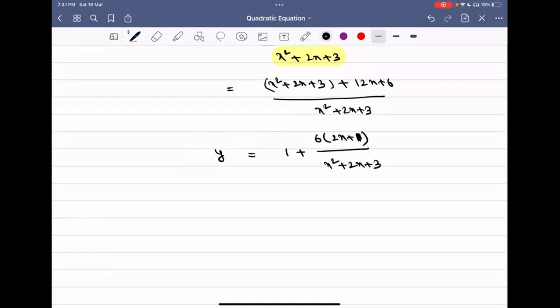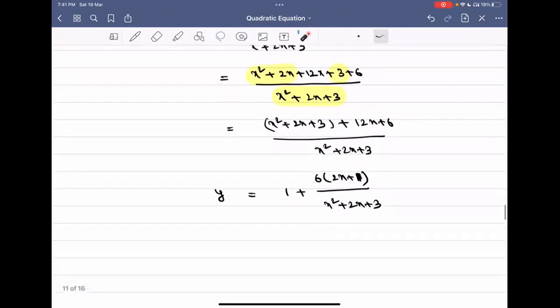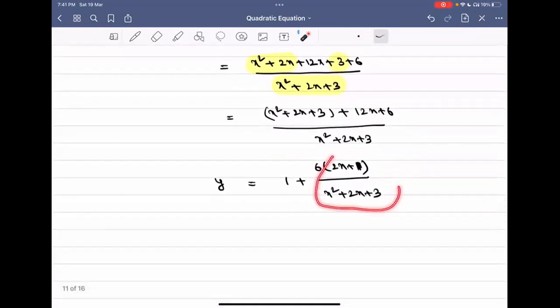Now our job is to find, what is the question? Find the maximum and minimum value of this expression. So the maximum and minimum value of this expression is the same as the maximum and minimum value of this expression.